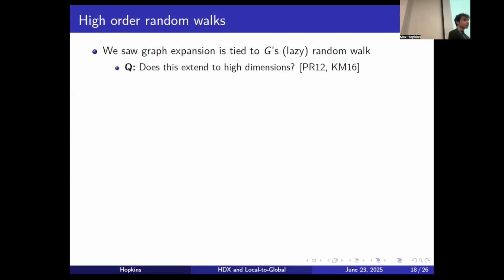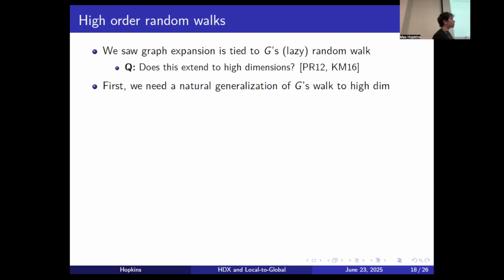Is there some way that spectral expansion of hypergraphs, local spectral expansion, controls the mixing time of some high order analog of the random walk on a graph? Okay, the first question here is, what is the right high order analog? Like what random walk on the complex am I interested in? It's not so obvious, right?